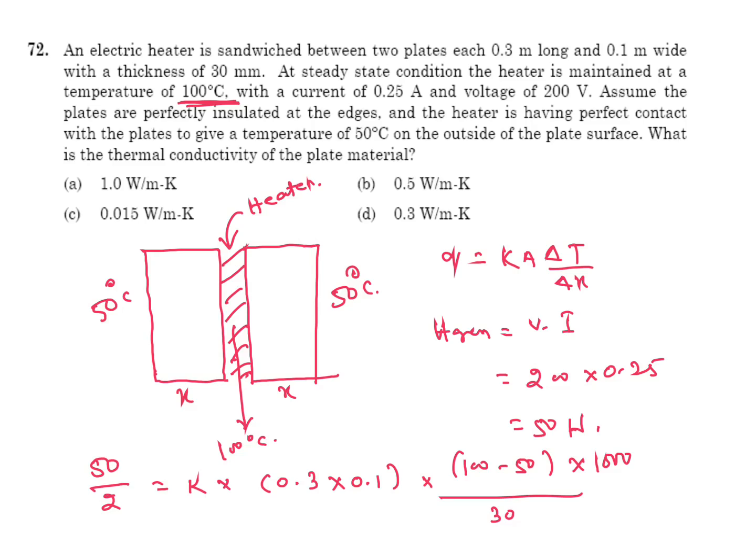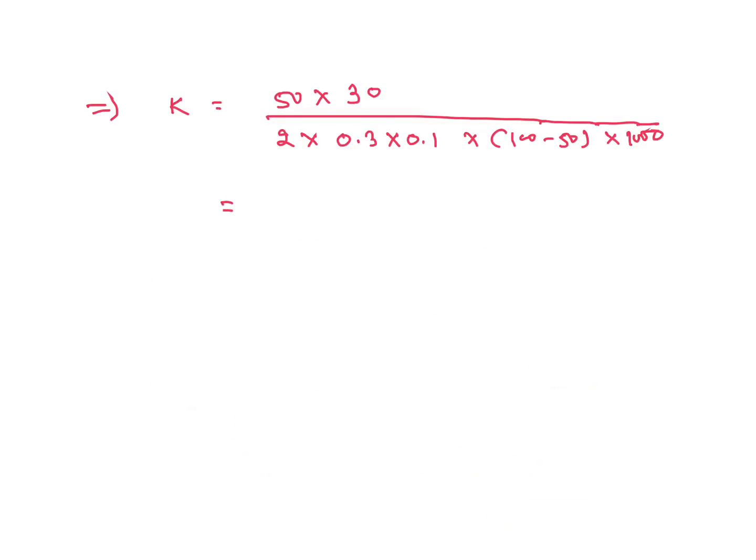Multiply 100 here, 3 and 1, then 3 0 here, 2 0 1 0 cancel, 3 3 cancel, 50 50 also you can cancel. It's 1 by 2 or 0.5. Unit is watt per meter Kelvin. So from option we have to check, 0.5 watt per meter Kelvin.